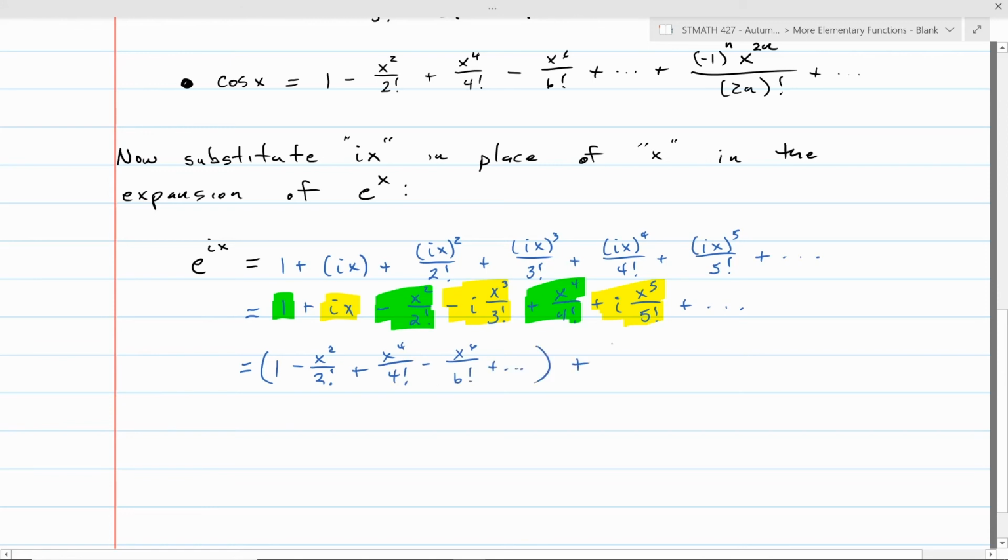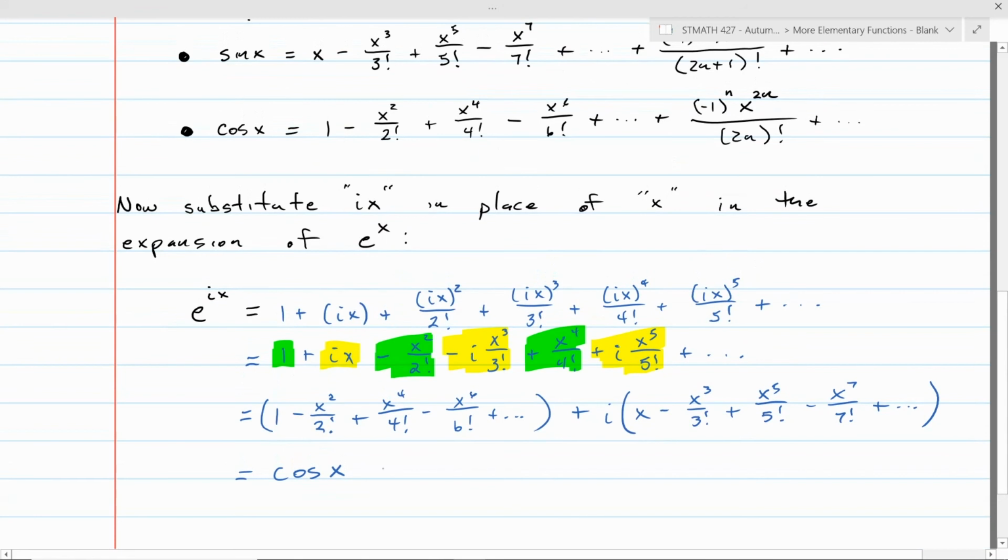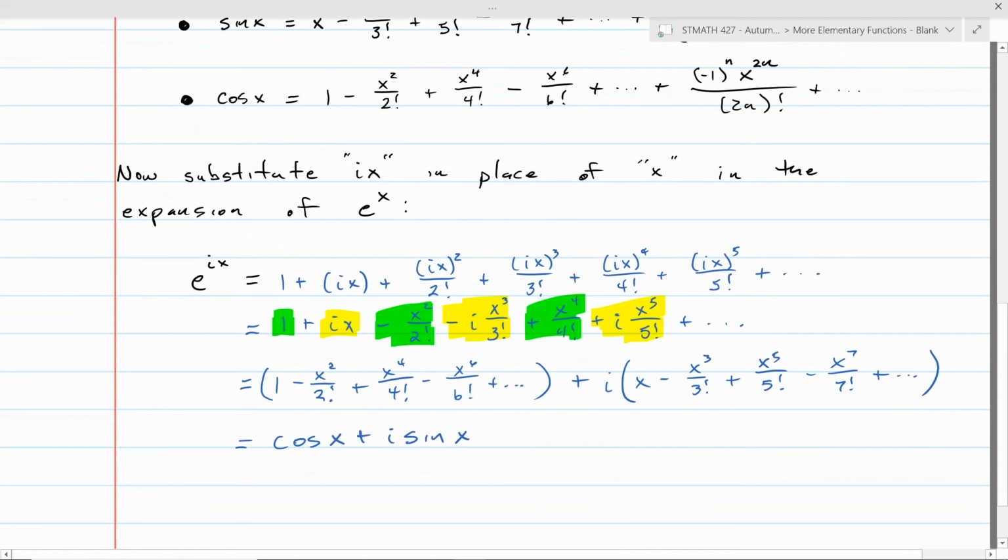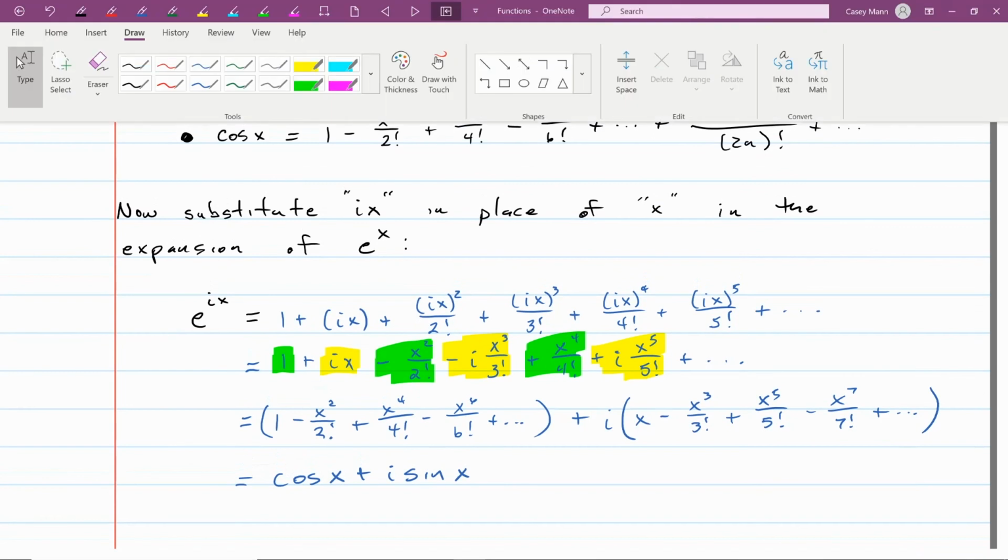And then group the yellow terms together and factor an i out of them. So you factor the i off, and you get x minus x cubed over 3 factorial plus x to the fifth over 5 factorial and minus x to the 7 over 7 factorial, and so on. Of course, that works out to be exactly cosine x when you think about the Taylor series above at the top there. And then you get plus i, and then you have the power series for sine of x there. So it wasn't just a notational convenience that we said e to the ix is cosine x plus i sine x. It really is that when you look at the Taylor series expansions. I always thought that was kind of cool how that worked out like that.